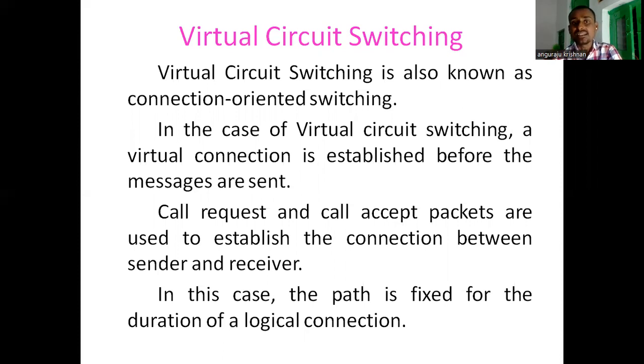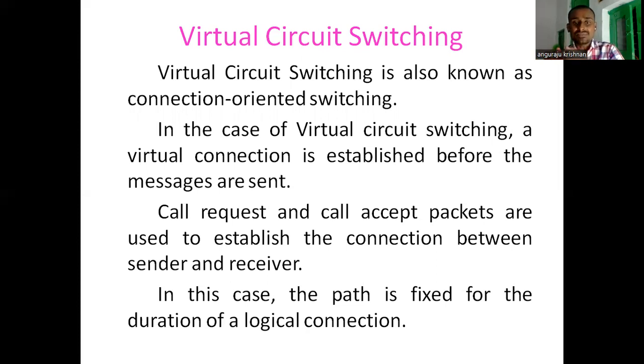In virtual circuit switching, a virtual connection is established before the message is sent. But in datagram packet switching, you do not establish a dedicated path from source to destination. At the time of transfer, you transfer the information from source to destination. But in virtual circuit packet switching, before transferring any information, you have to establish the connection between the source and destination. After the connection is established, you transfer the information from source to destination.